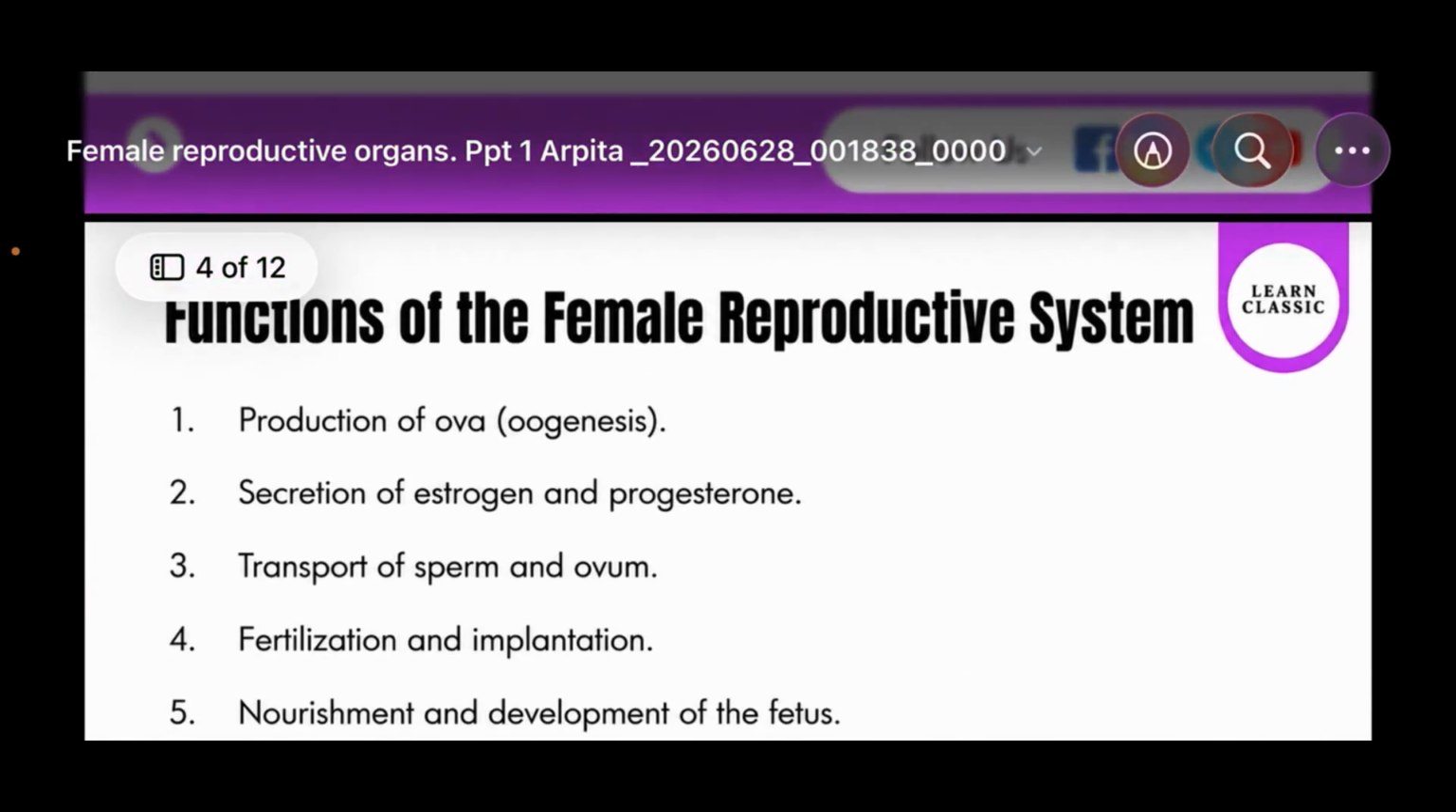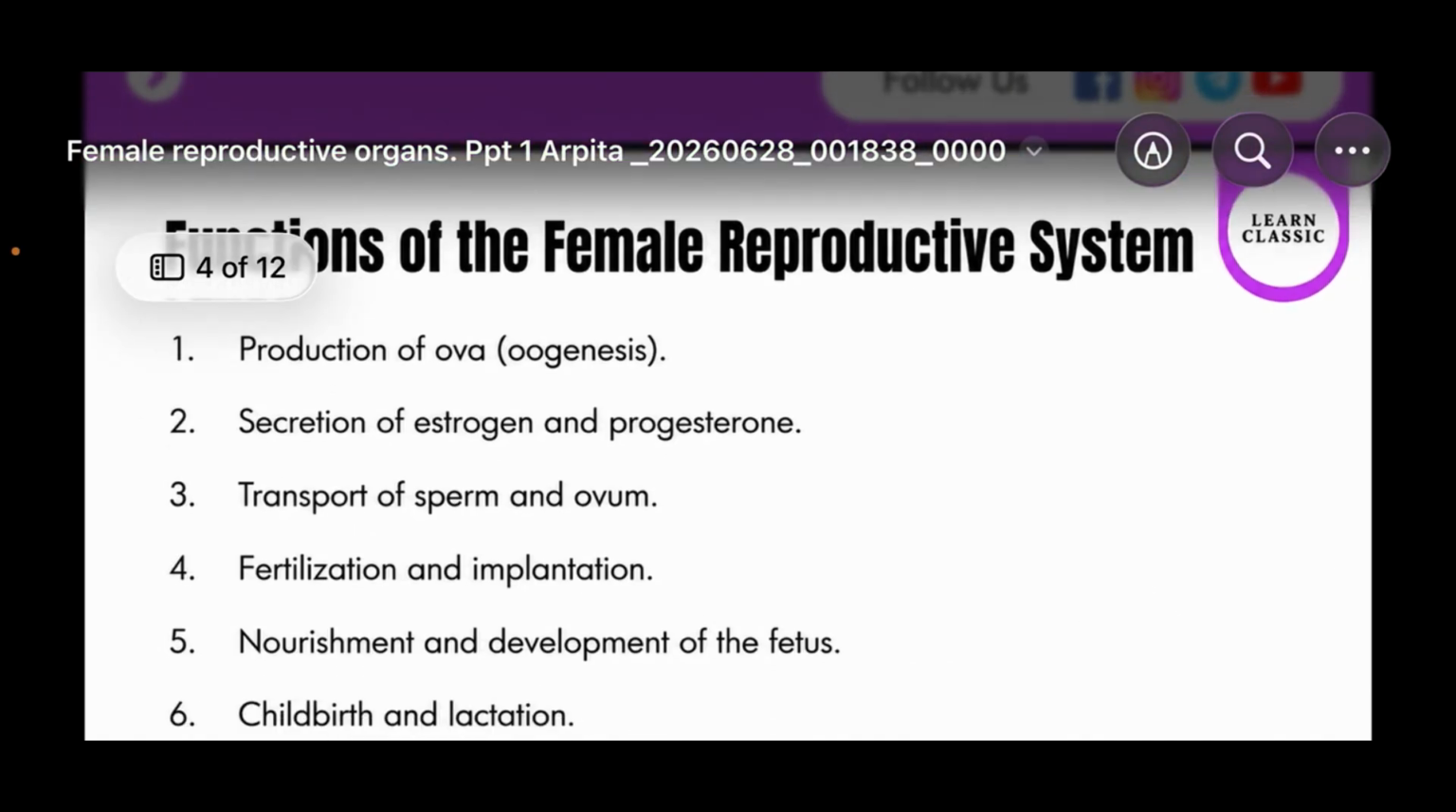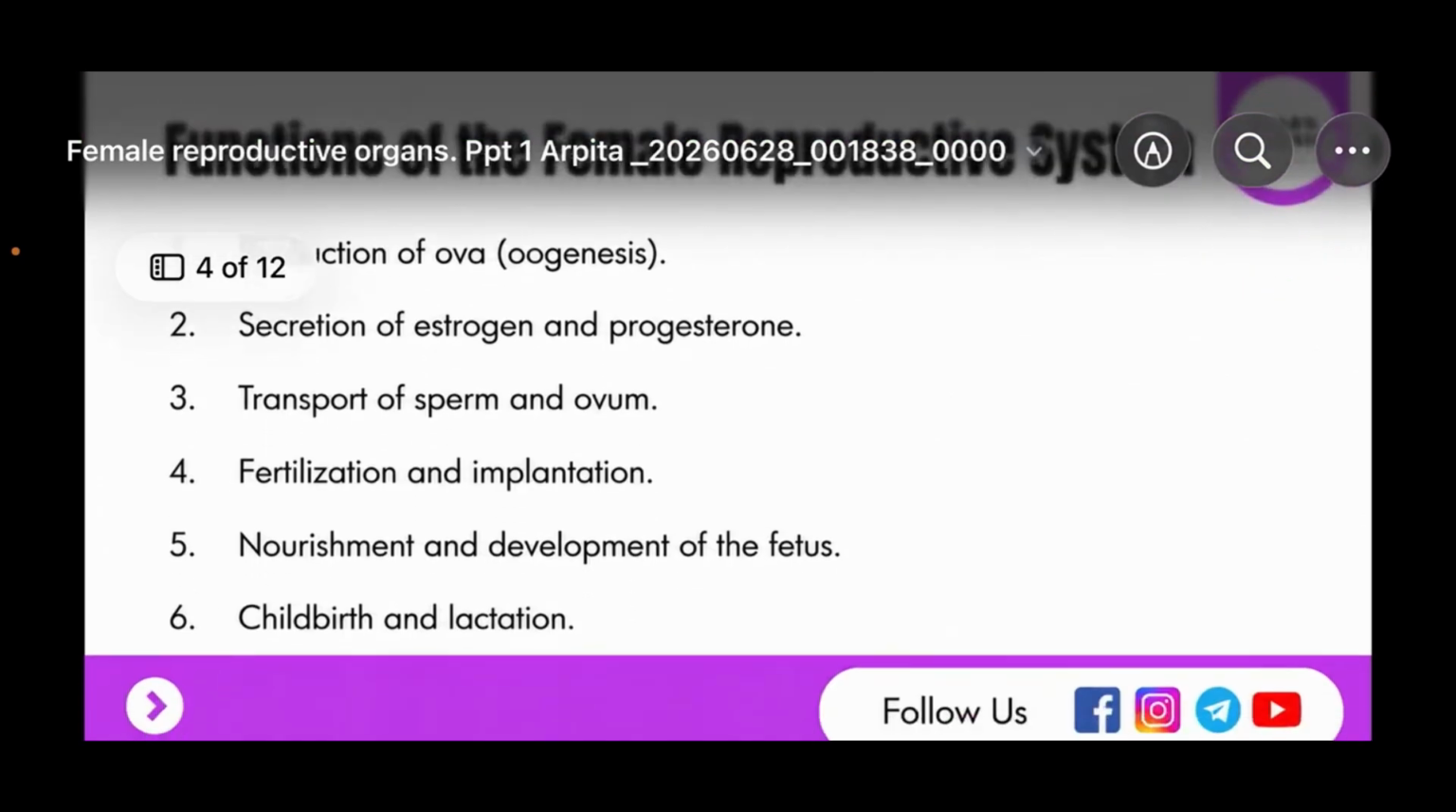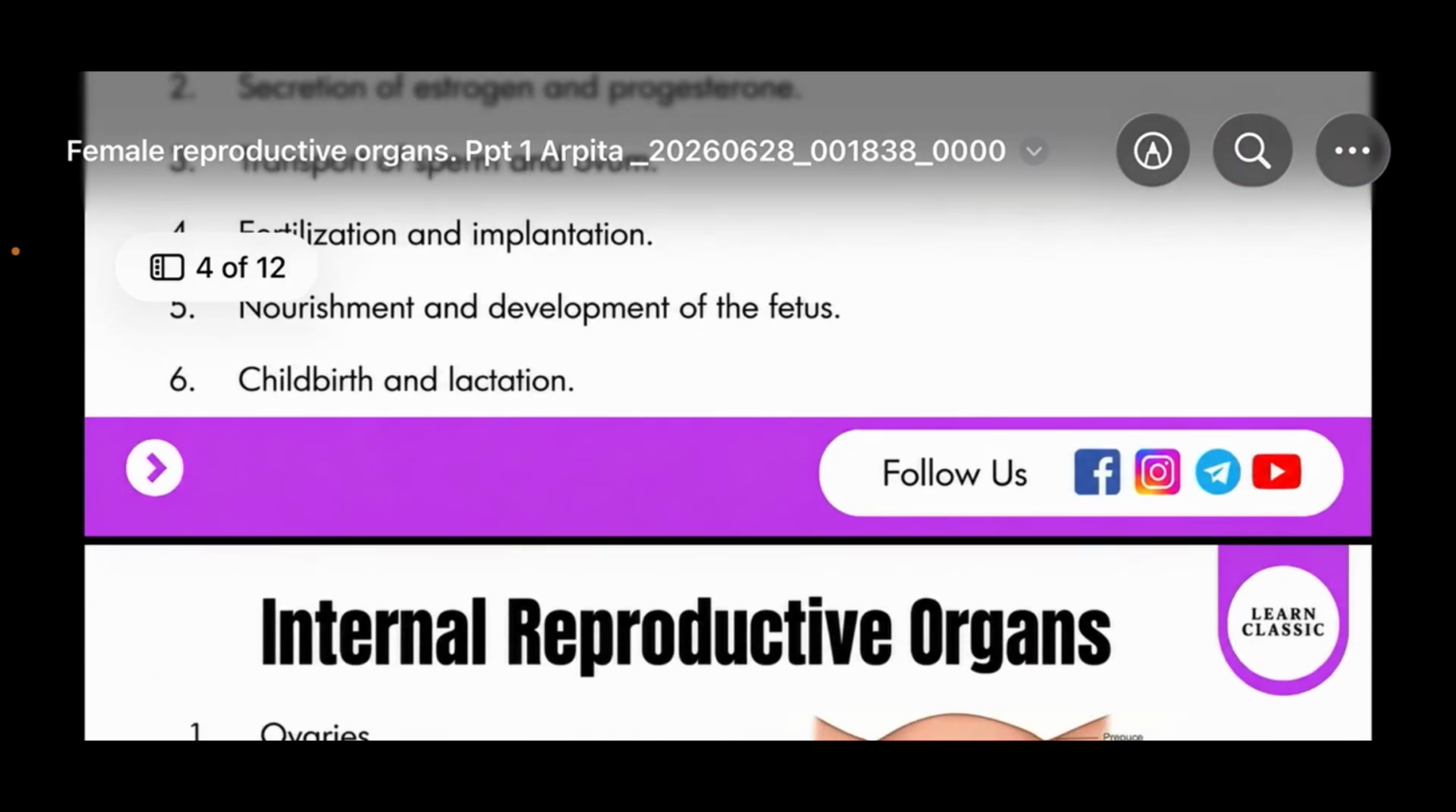Function of the female reproductive system. The female reproductive system helps in the production of the ova, a process known as oogenesis, secretion of estrogen and progesterone, transport of sperm and ovum, fertilization and implantation, nourishment and development of the fetus, childbirth and lactation. So these are the functions of the female reproductive system.